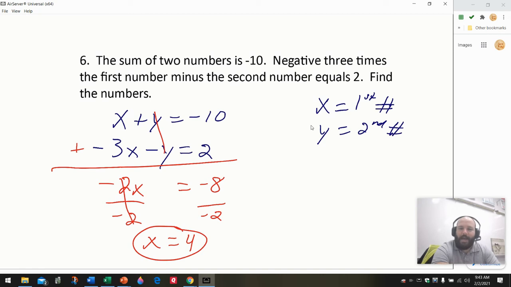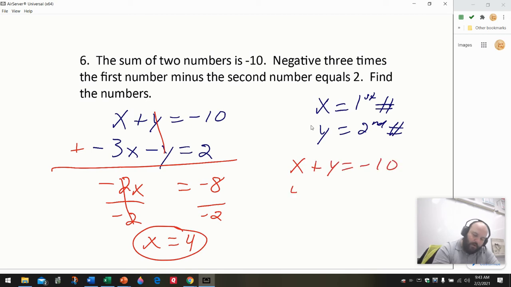Okay. Once I have x equals 4, I'm going to go ahead and take that value and plug it back in. It doesn't matter which equation. Sometimes it looks like there is one that might be a little easier. In this case, the first one I think is a little bit easier. So we're going to go ahead and take x plus y equals negative 10.